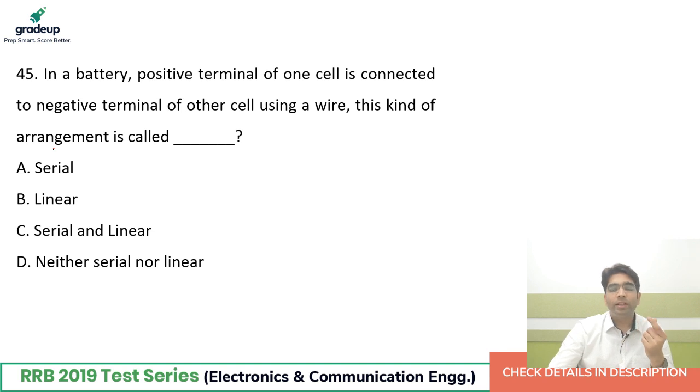If in a battery the positive terminal of one cell is connected to the negative terminal of the other cell, then which kind of arrangement is this? Is this a serial arrangement? Serial arrangement is when the positive of one is connected to the negative of the other. It is a serial arrangement. Correct.